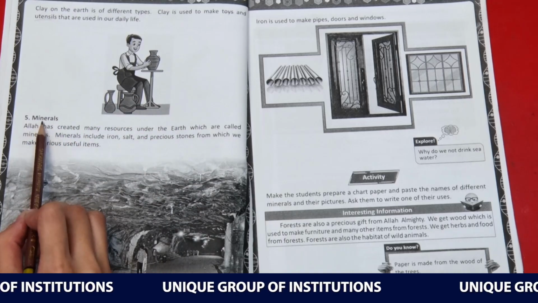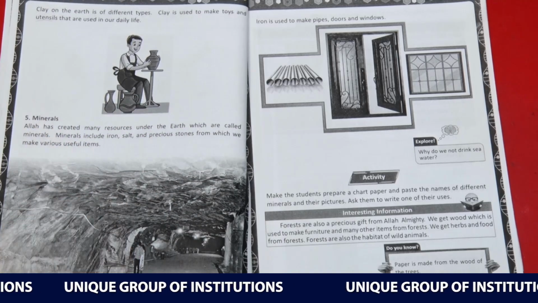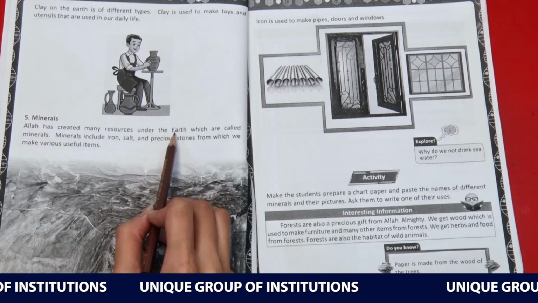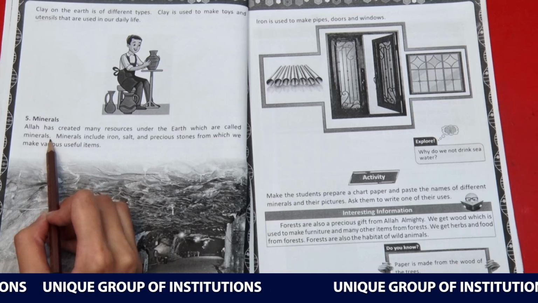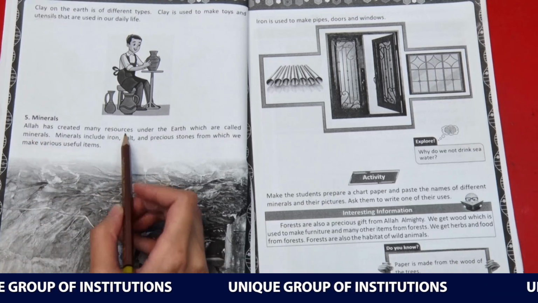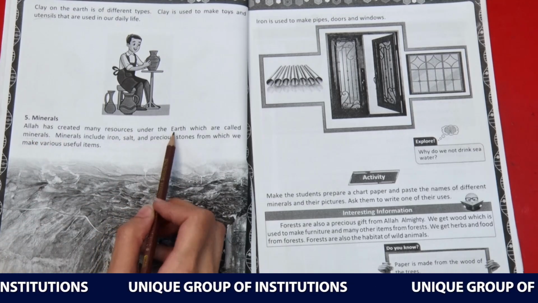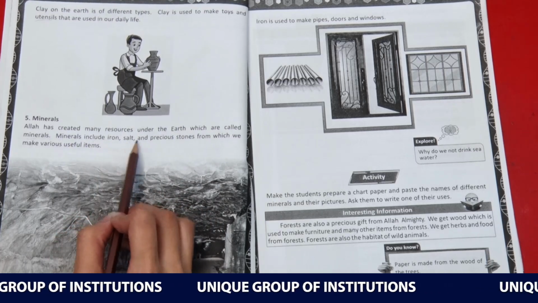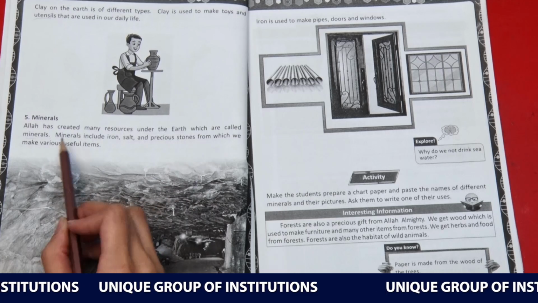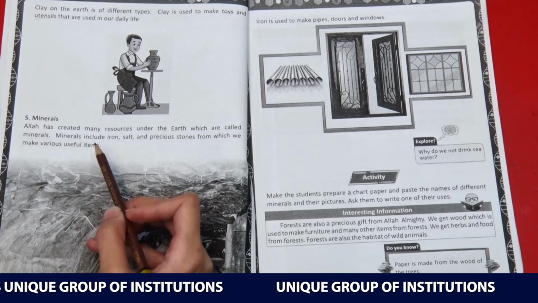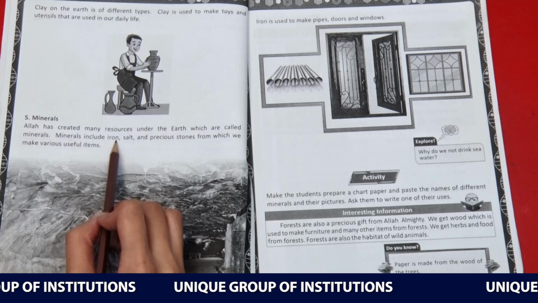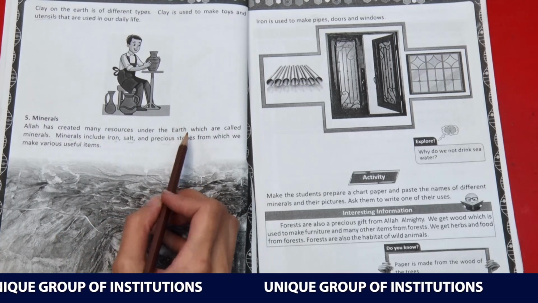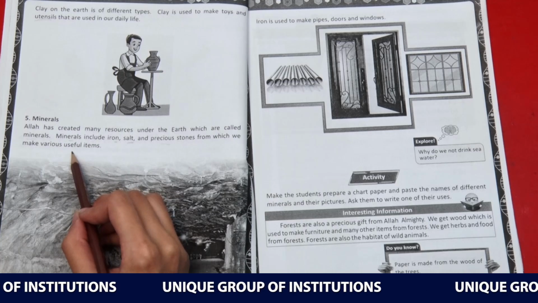Now moving on to minerals, that is concept number 5 on page number 5. Allah has created many resources under the earth which are called minerals. These minerals are embedded under the earth, in the layers of the earth. Minerals include iron, salt and precious stones from which we make various useful items. Here we have discussed iron, salt and precious stones. We use them for making different useful items.